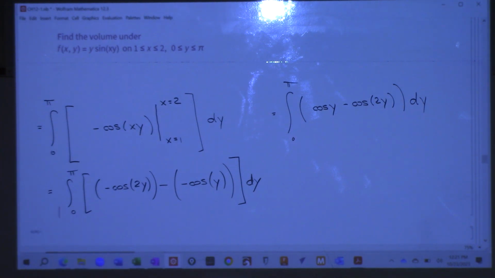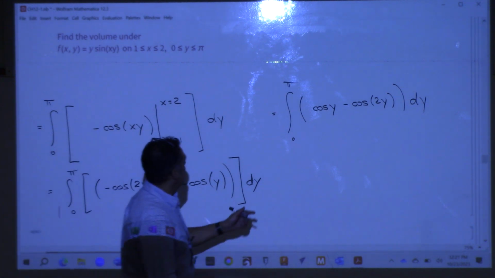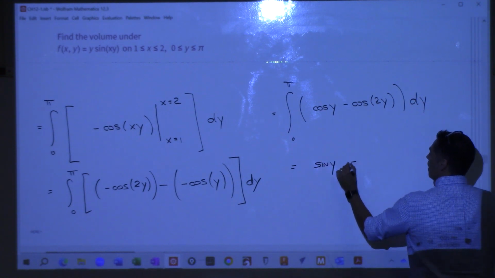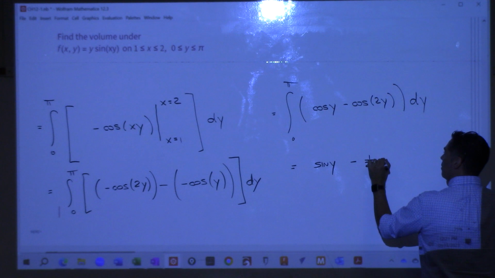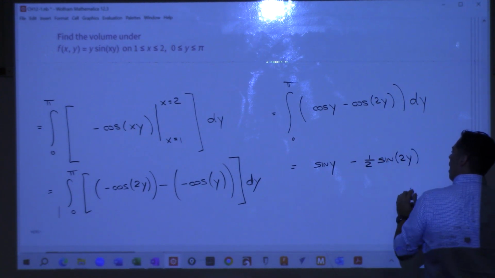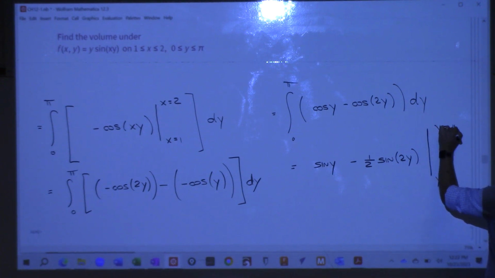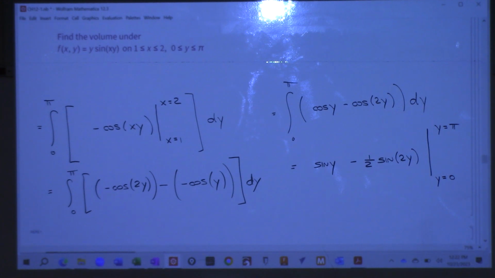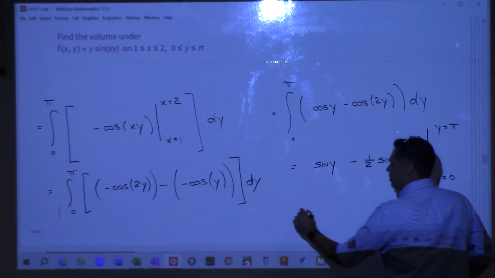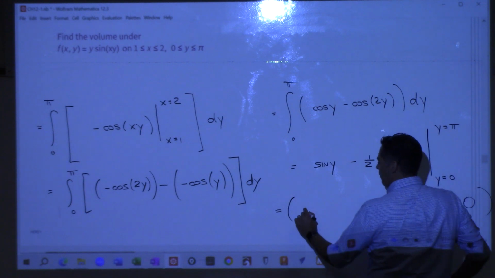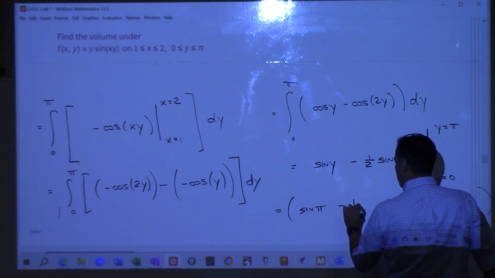And can you integrate those with respect to y? Yes. What do we got? Time for the antiderivative. Sine y minus 1/2 sine 2y. And then I'm evaluating that from y equals 0 to y equals pi. Sine of 0 is 0, so all the zeros should kill off, right? So it's really the pi that matters, but I still like to do this. When I plug in 0, I get 0. But pi. Sine of pi is going to be 0, minus 1/2.